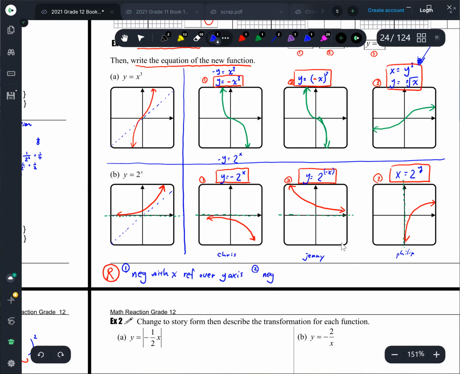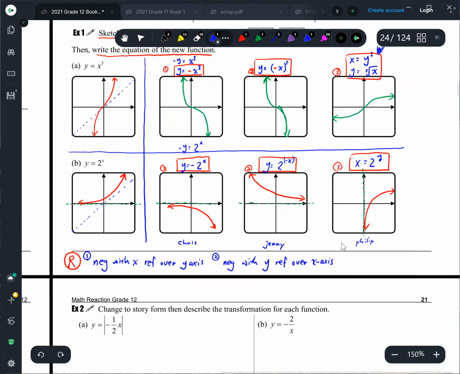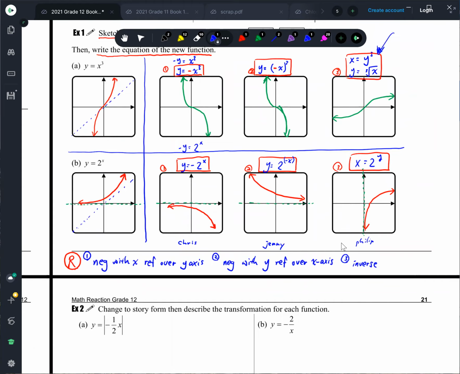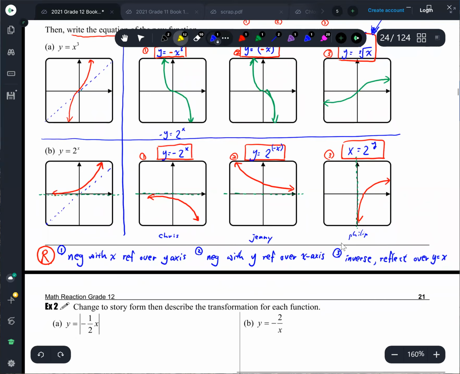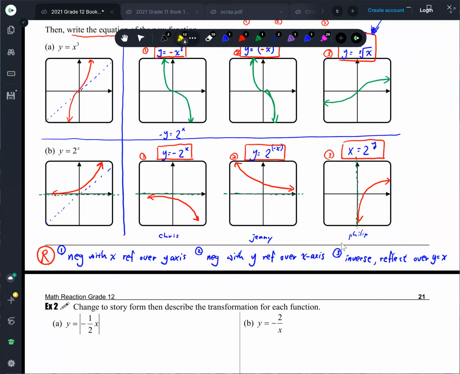Negative with Y reflect over X-axis. Okay, and then third one, inverse, right? That means the X, Y got switched. Reflect over Y equals X. Okay, so this is for the R. R stands for reflection. We have 3 kinds of reflection.